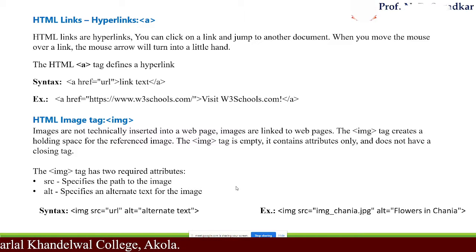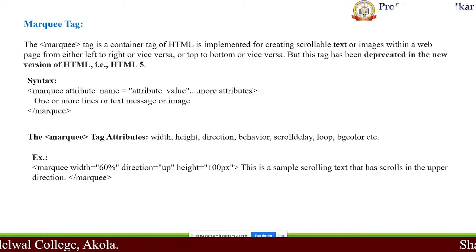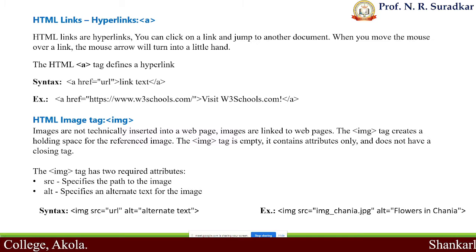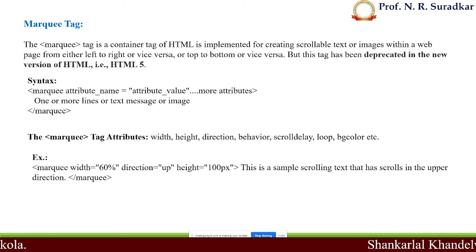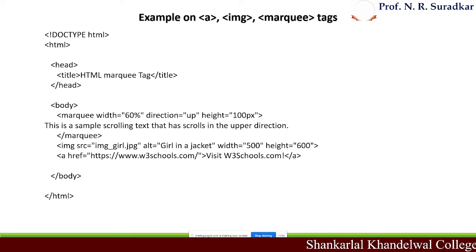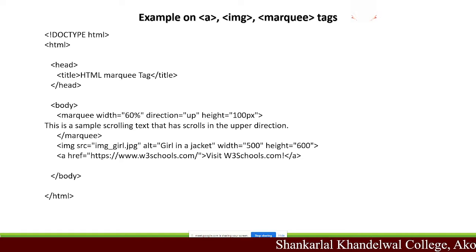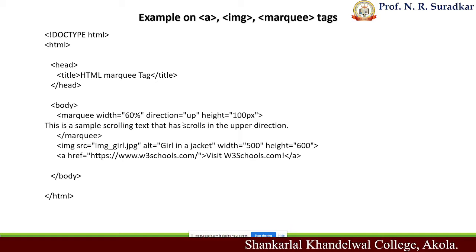Okay, these are the three important tags which we see till now. First one is the marquee tag, then HTML links tag, and HTML image tag. After this, we have to see the program depends on these three tags. Let's see here. This is the program.